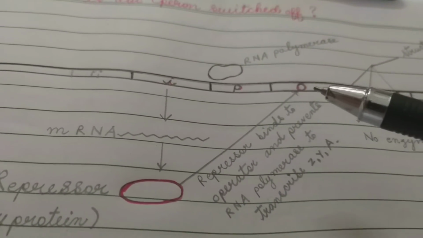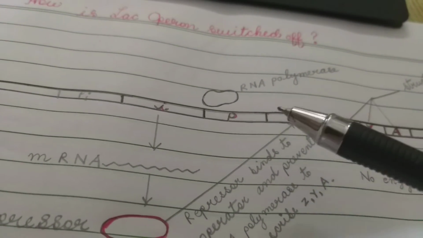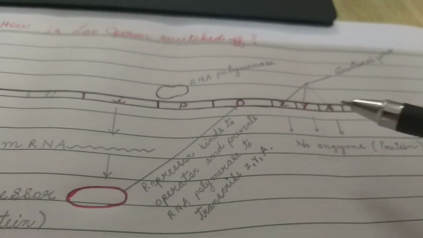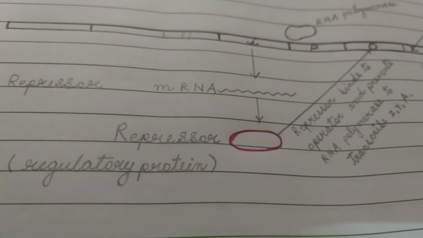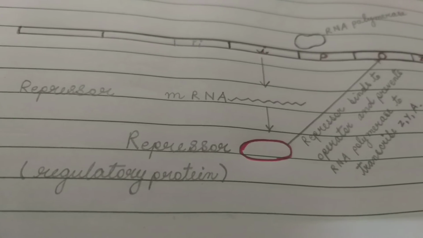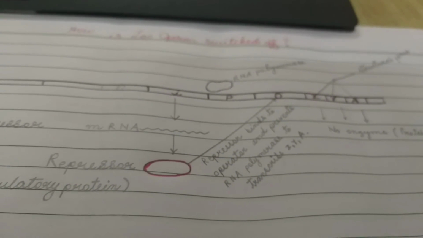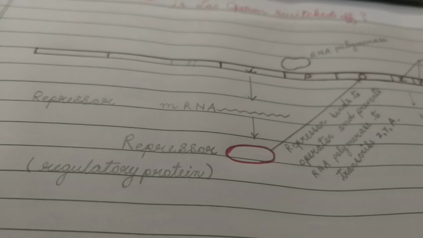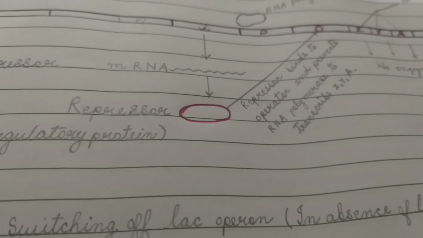This occurs because the repressor binds to operator and blocks the operator gene so that RNA polymerase cannot transcribe ZYA. And this occurs because there is no lactose molecule, there is no inducer molecule. So lac operon is switched off. This is how lac operon is switched off in absence of inducer, that means the lactose molecule. When lactose is absent, the lac operon is switched off in this way.